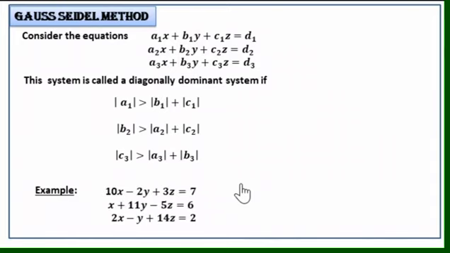Now for example, consider this system of equations. Here we have three equations in three unknowns x, y, z. The diagonal coefficients are 10, 11 and 14. If you look at the first row, the diagonal entry 10 is greater than the sum of absolute values of the other two entries. So we have 10 is greater than 2 plus 3, and 11 is greater than 1 plus 5. And for the third row we have 14 is greater than 2 plus 1. So this system is diagonally dominant.